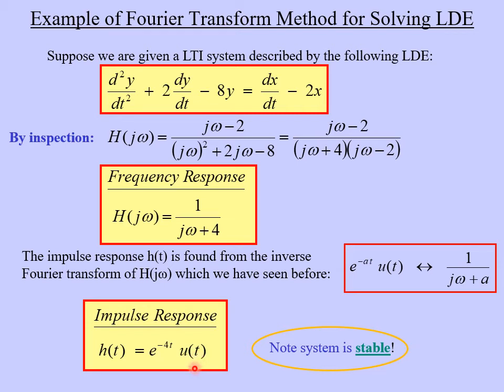And we can also tell just by looking at this impulse response, this is a decaying exponential function. So it's going to go to 0 as t gets large. So remember, that's by definition, that tells us that the system is stable because the impulse response decays to 0.